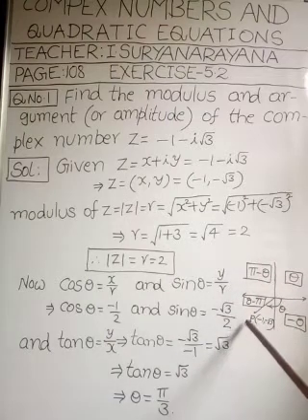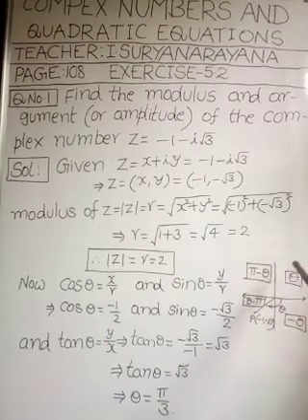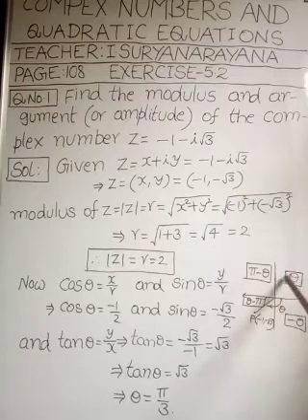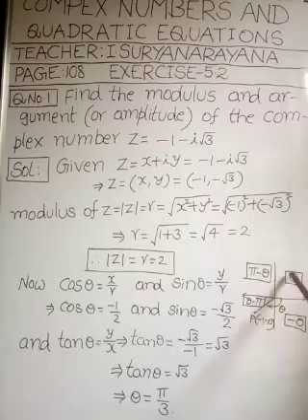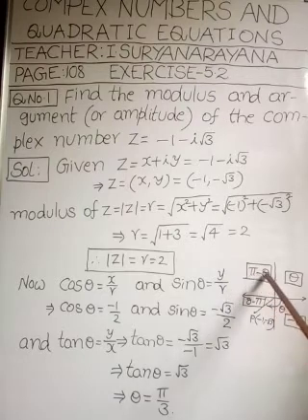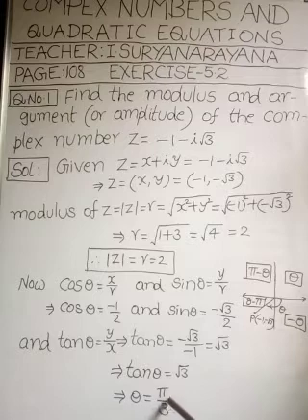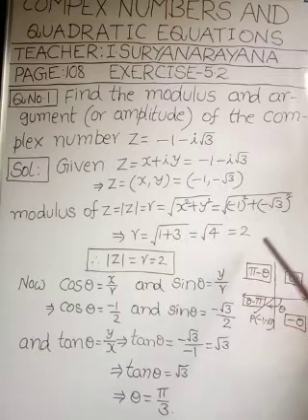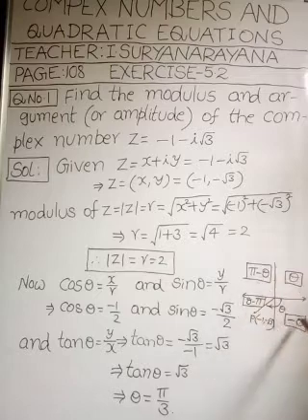Okay, my children. If the complex number lies in the first quadrant, theta value is that only. This is the argument of the complex number. If the complex number lies in the second quadrant, then the argument of z is pi minus theta. From this equation we find theta. After that we have to follow these steps to find the argument of the complex number or amplitude of the complex number. Okay, my children, remember these points.